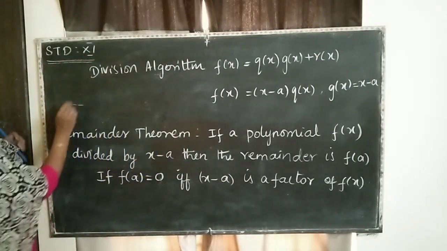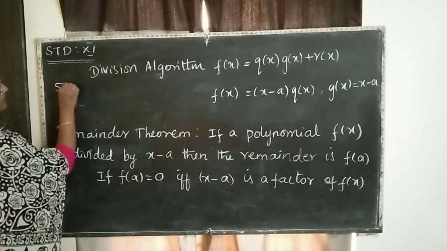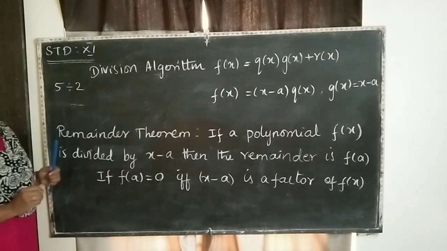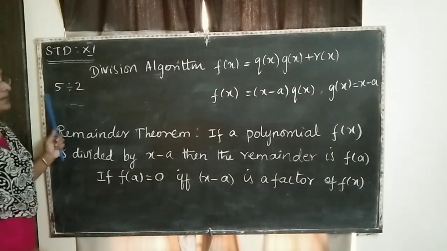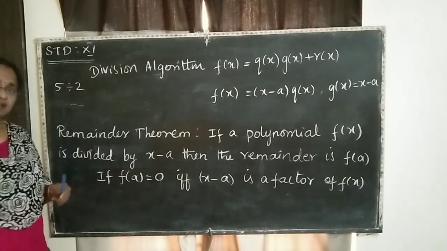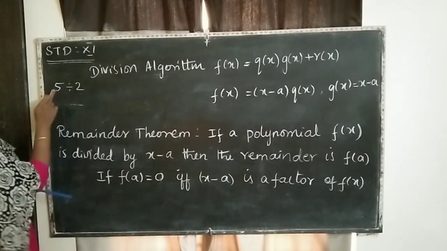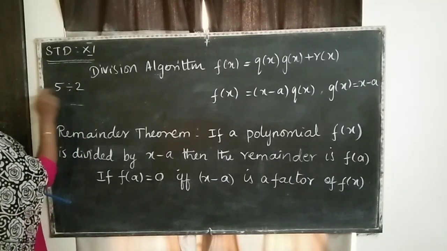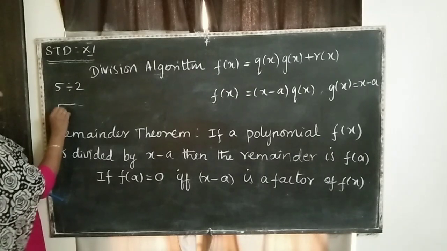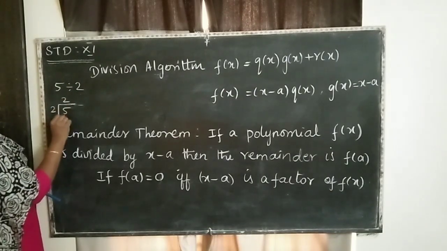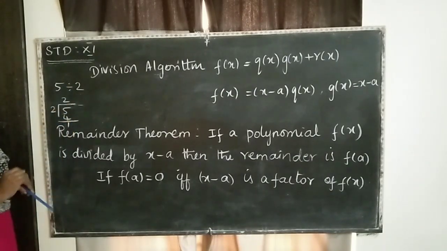In our earlier classes, we have learned division, isn't it? 5 divided by 2. Okay, let's discuss with this example and we'll get into the polynomial function division algorithm. Now, when you divide 5 by 2, what answer do you get? 2 2s are 4, the remainder is 1, isn't it?